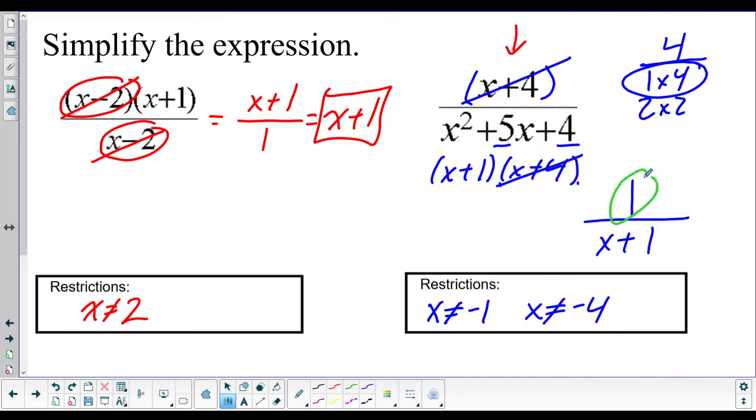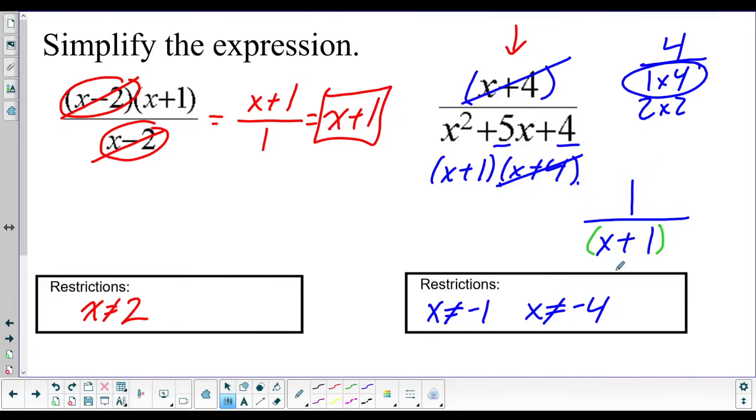They see the 1 and they see the 1 and they go, Mr. Barton, can I just cancel these? And then the answer is 1 over x. You are not allowed to do that because this isn't two separate things. You want to think of this as one single binomial. This doesn't have an x plus 1 on the top to cancel with.